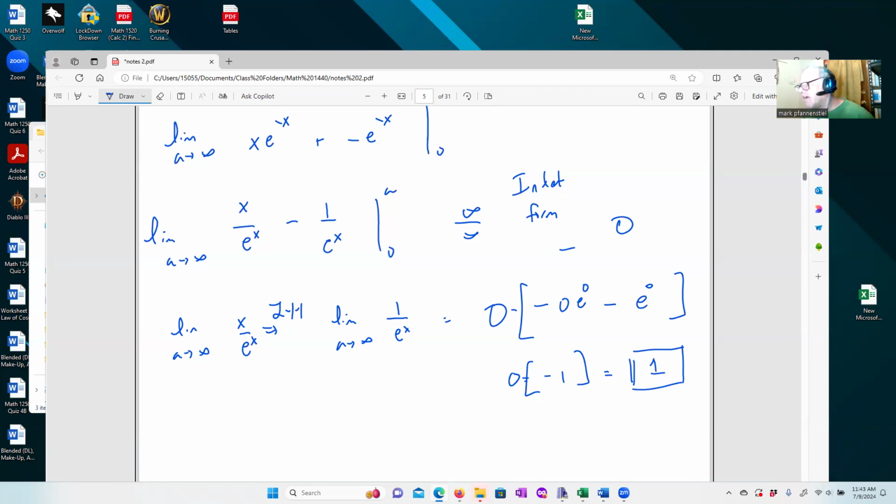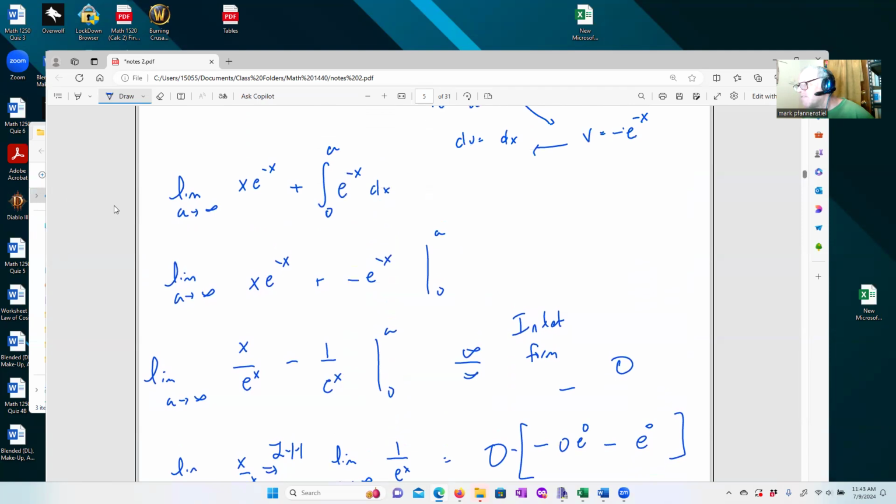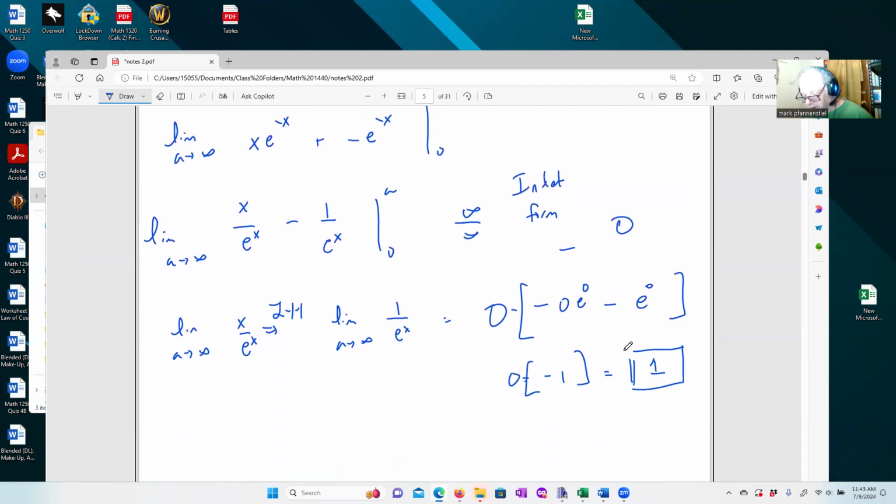So the integral of x times e to the negative x from 0 off to infinity, that turns out to be 1. That's a pretty popular integral that we'll see later on, and we'll get into some applications. You'll see this form a lot.